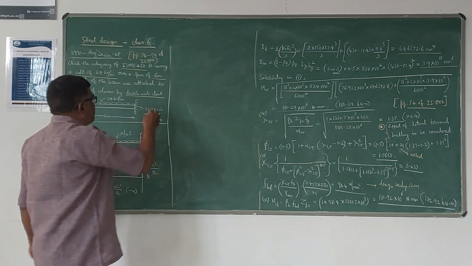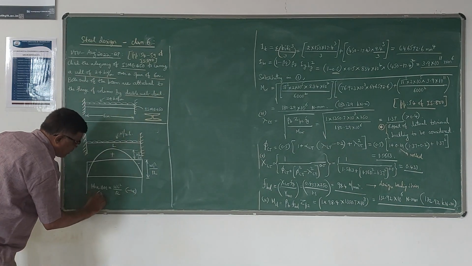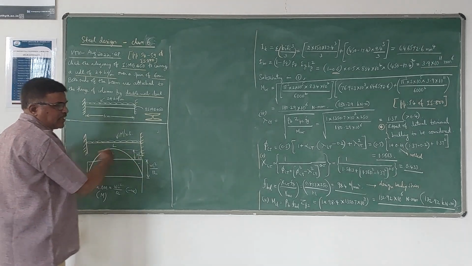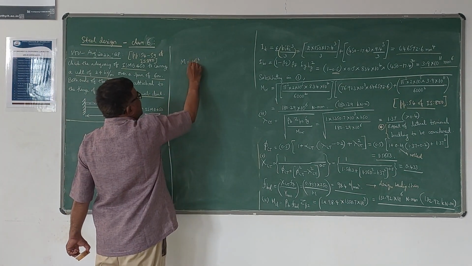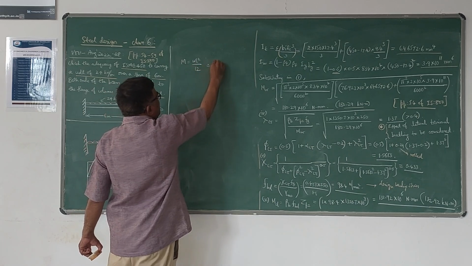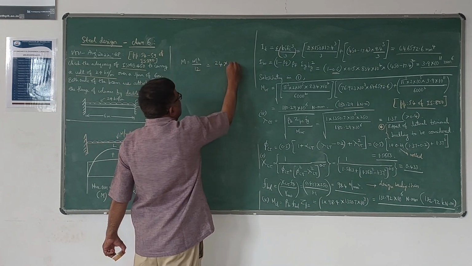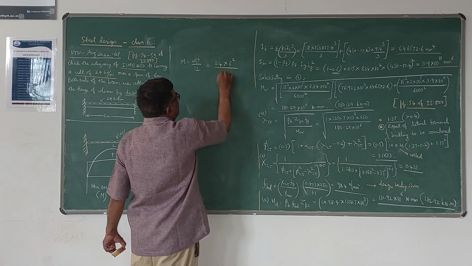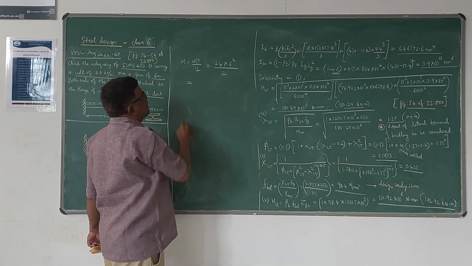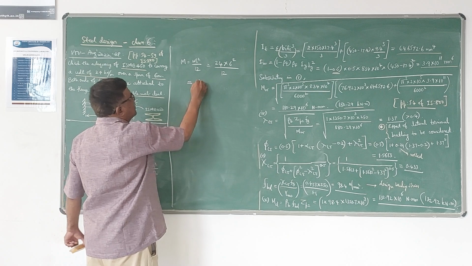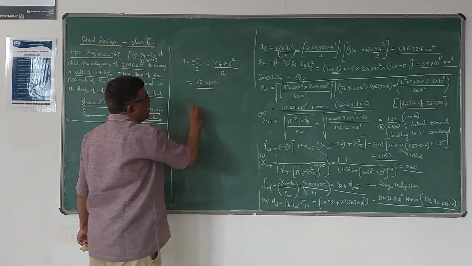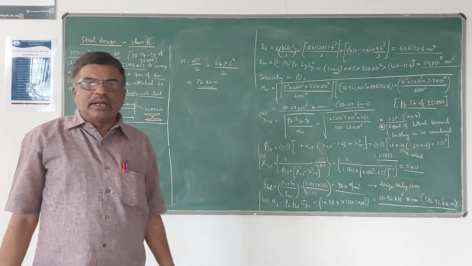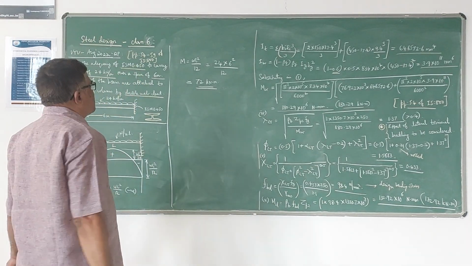So this maximum bending moment I call M, which occurs at the supports. So M is equal to W L square by 12. W is 24, L is 6 meters, divided by 12. If you simplify this, you will get 72 kilonewton meter. So this is the maximum bending moment that is going to develop in the beam at the supports.